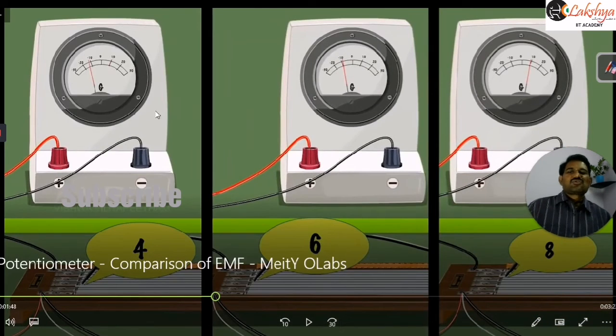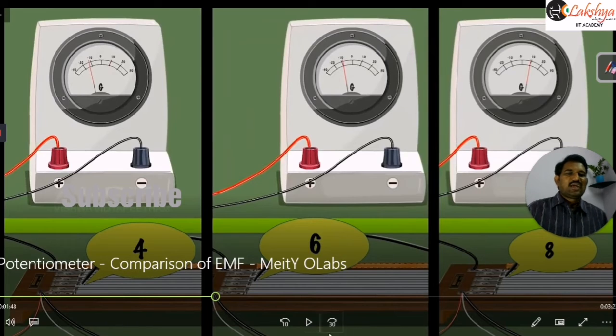We press the jockey at the fourth wire, then we get the deflection on the left side. Then we press at the sixth wire, and we still get the deflection on the left side. Then we press at the eighth wire, and the deflection is on the right side, in the opposite direction. That means there is a zero deflection. From the 6th to the 8th, the deflection is in the opposite direction, which means current is flowing in the opposite direction. So the null deflection will be between the 6th and 8th wires.